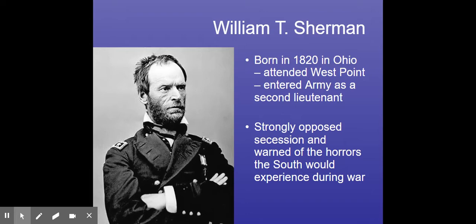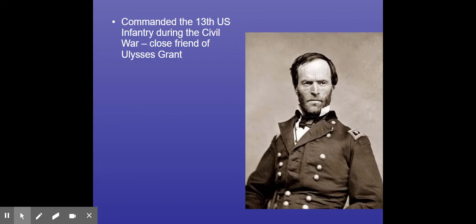He commands the 13th U.S. Infantry during the Civil War. He works very closely with Grant. Grant gives him a job. Sherman can take care of it, no problem. Grant sends him from the west to the east across the state of Georgia. And remember, I told you Sherman was opposed to secession, and he says, "I'm going to make Georgia howl."